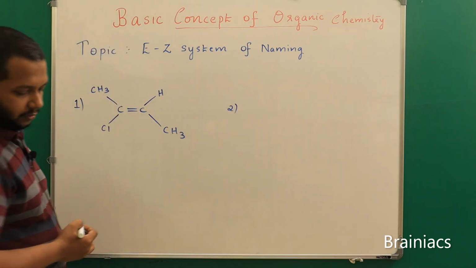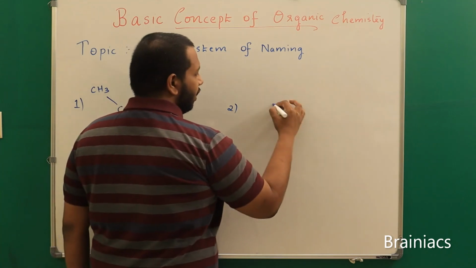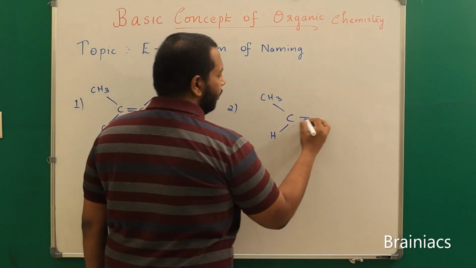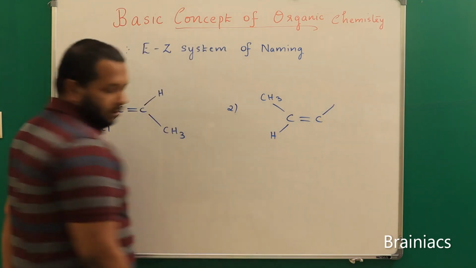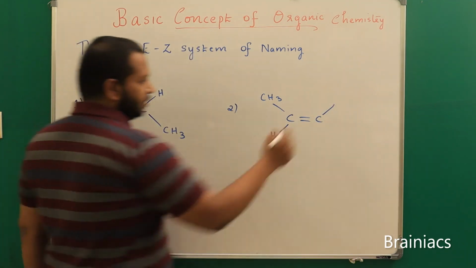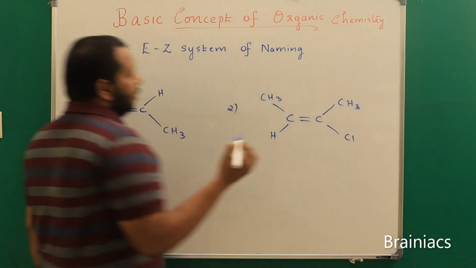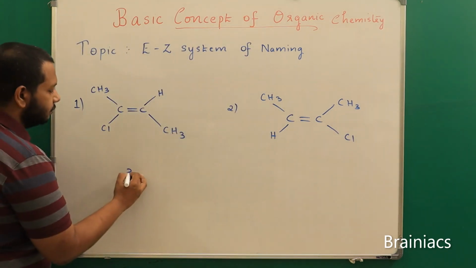In the next question you could see you have C here and CH3 here, and you have a hydrogen here, you have a double bond C here. Then next you have a CH3 here and you have a Cl here. Now try out the third question.